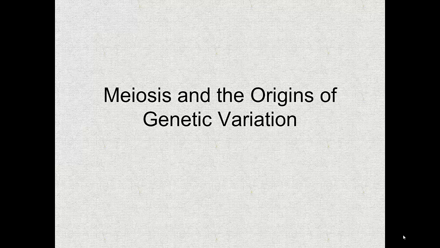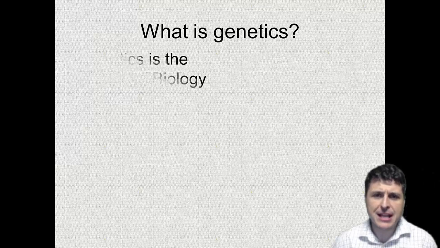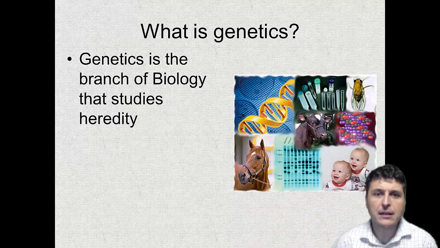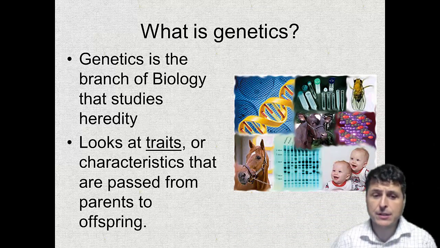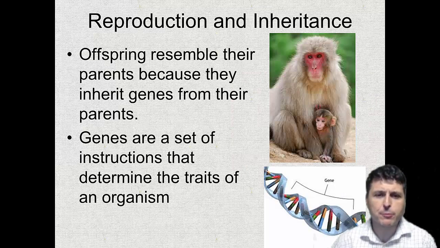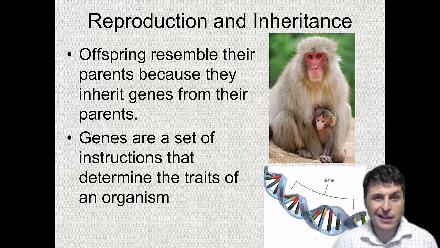In this video, we'll be exploring meiosis and the origin of genetic variation for AP Biology. What is genetics? Well, genetics is the branch of biology that studies heredity. Genetics will look at traits or characteristics that are passed from parents to offspring. You may have noticed that offspring oftentimes resemble their parents. Well, this is because they inherit genes from their parents. These genes act as a set of instructions that will determine the traits of that organism.